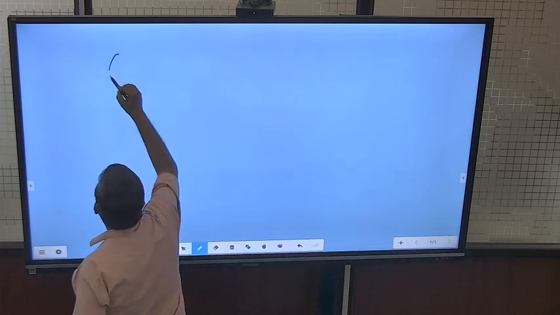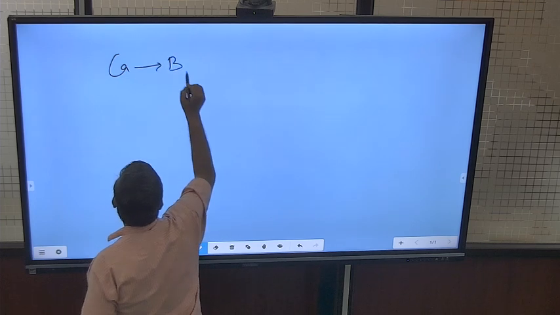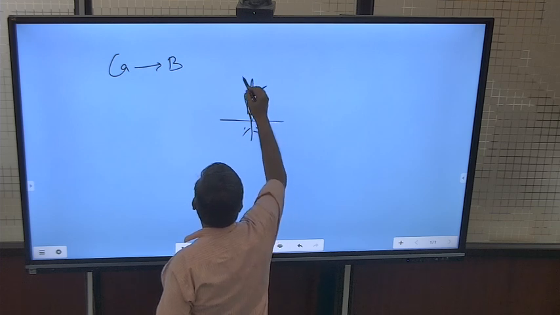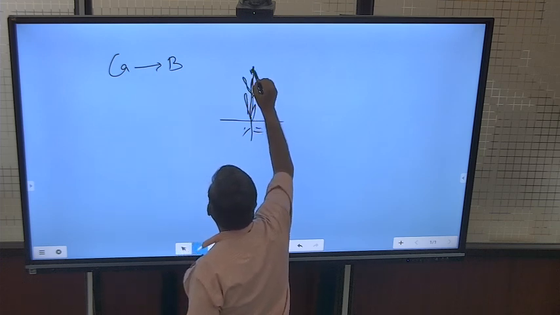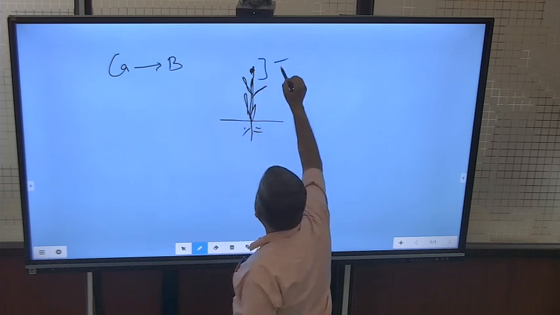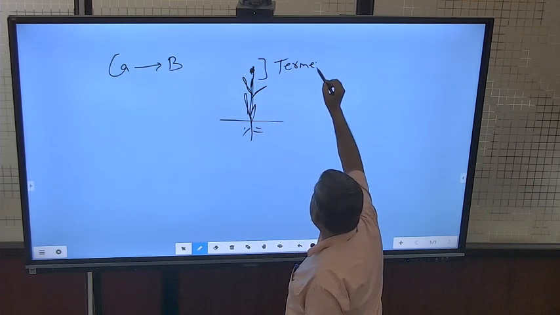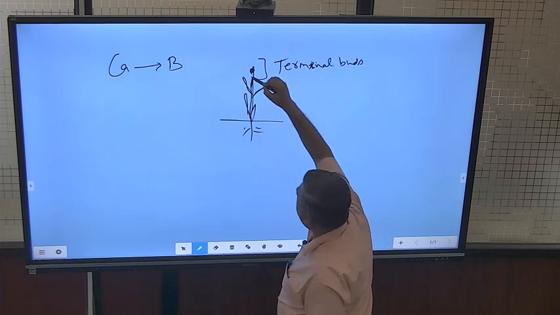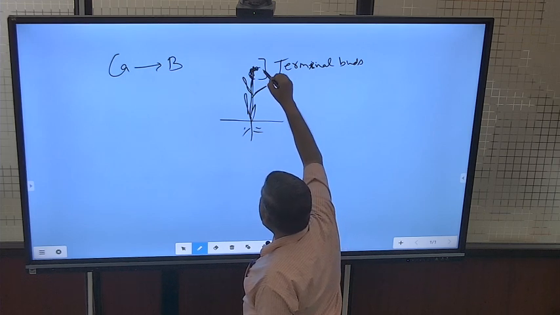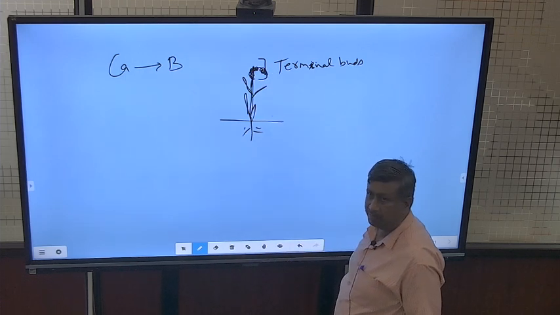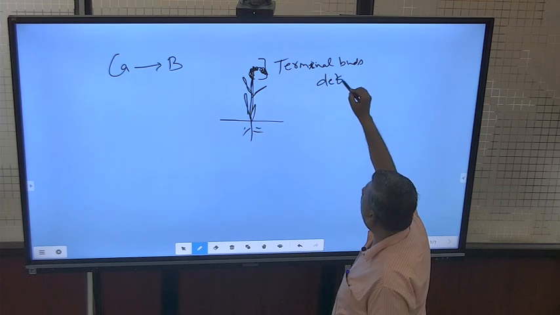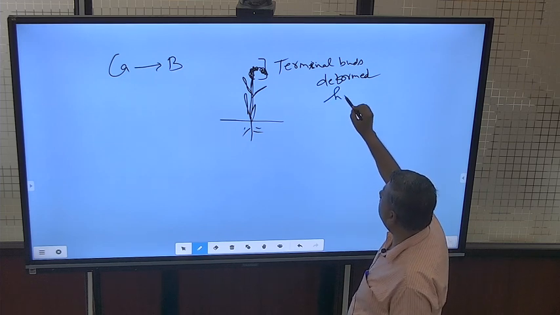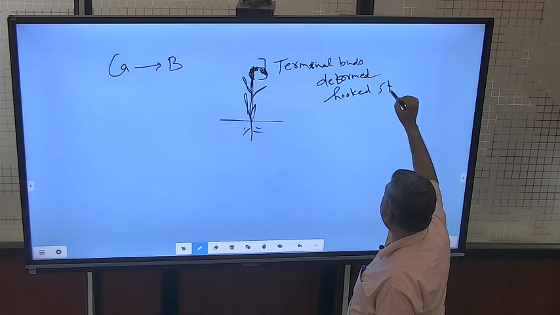Then calcium and boron, if we compare, in both cases, it is the plant. Both occur on terminal buds, the new emerging leaves, the youngest leaf. This portion is deformed and a whip-like structure is developed. So, it is deformed in both cases, and a whip-like, hooked structure is there.